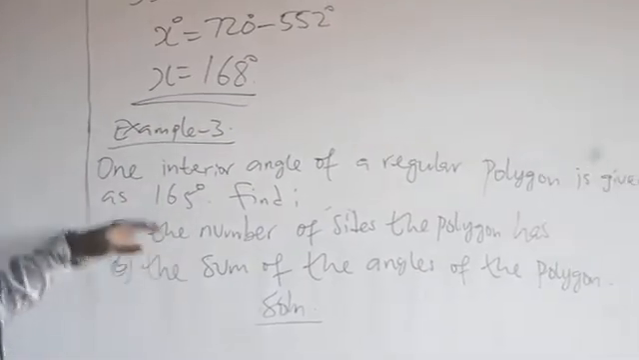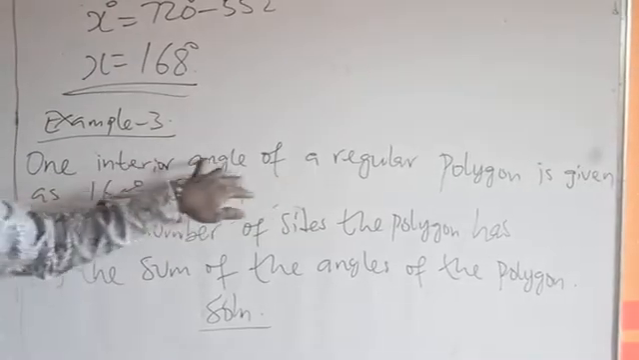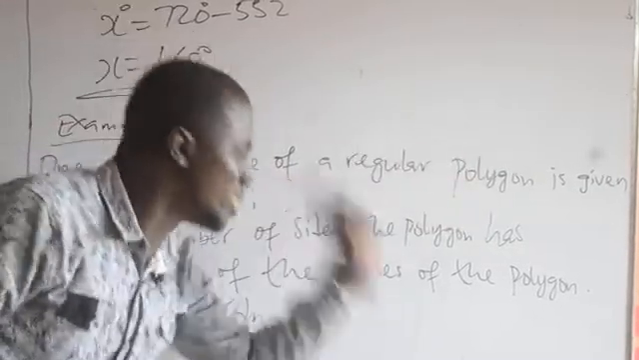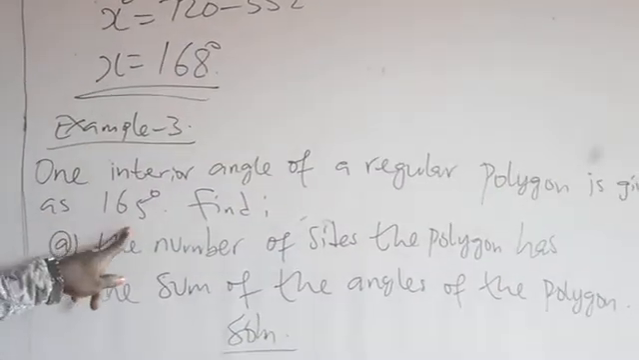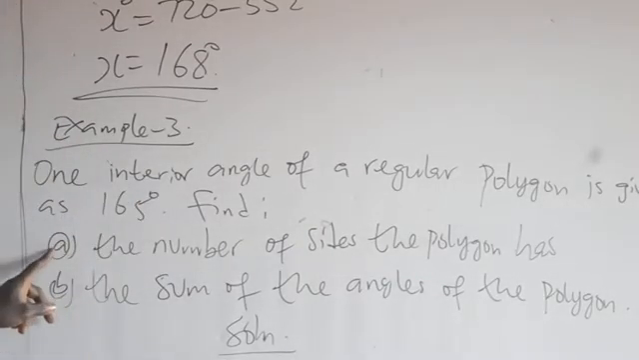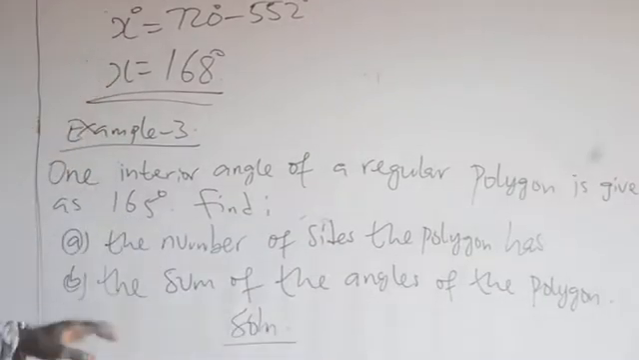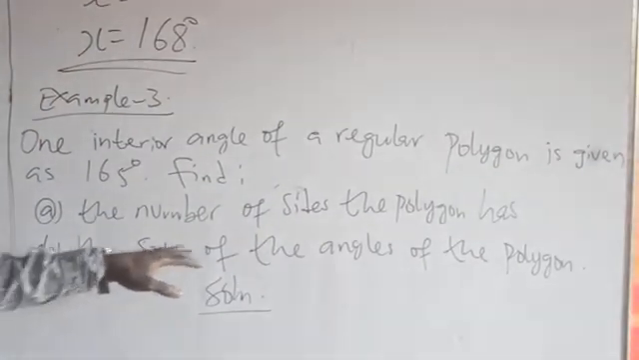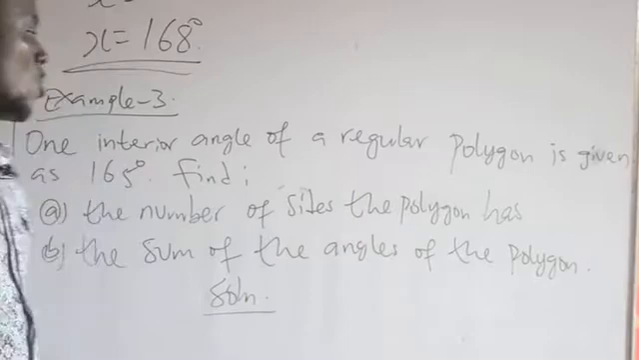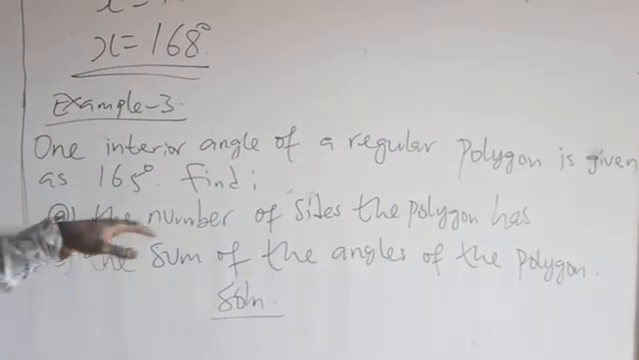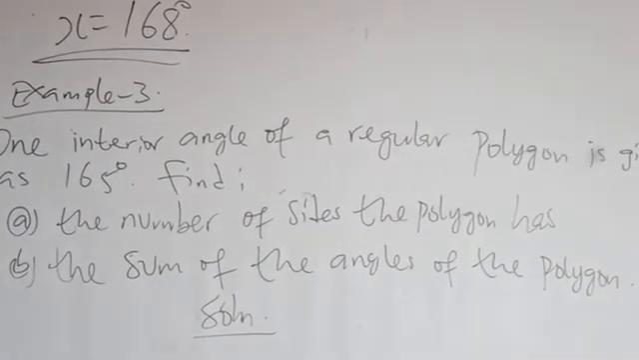So example 3, the question is: one interior angle of a regular polygon is given as 165 degrees. Find A, the number of sides the polygon has, and B, the sum of the angles of the polygon. Of course, by now we should know the number of sides. That's our n.